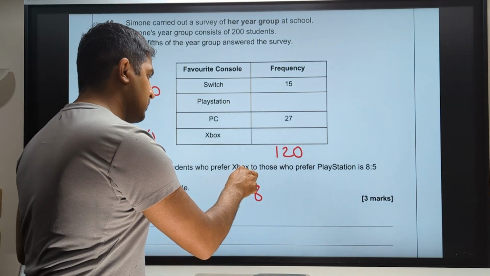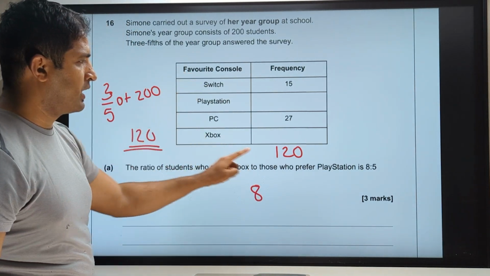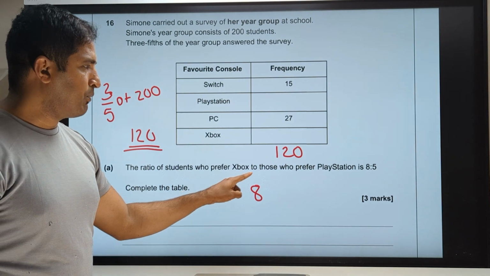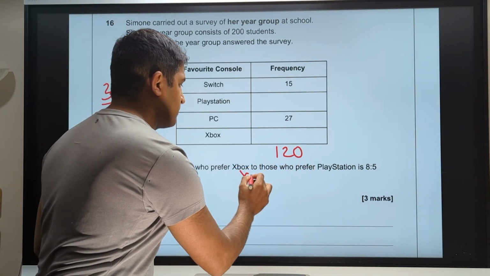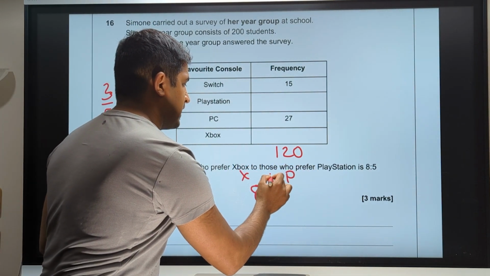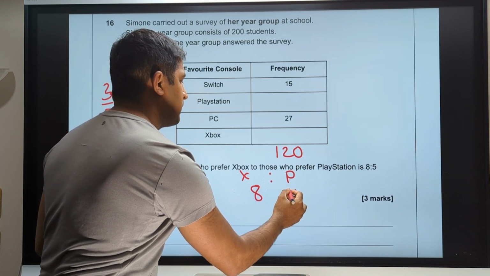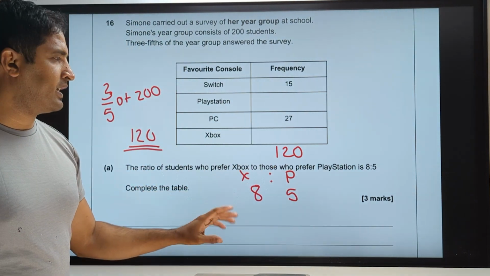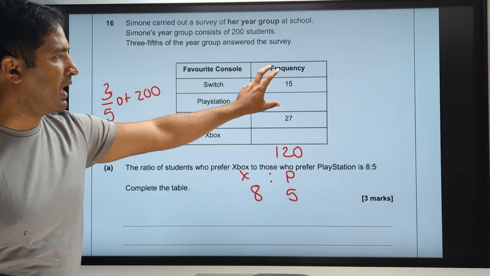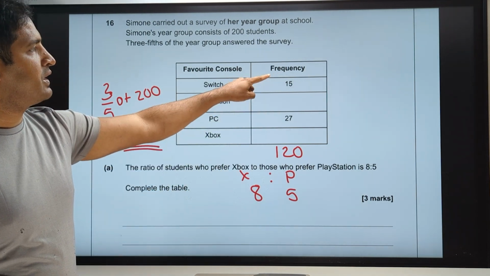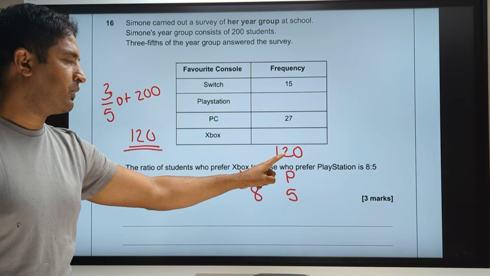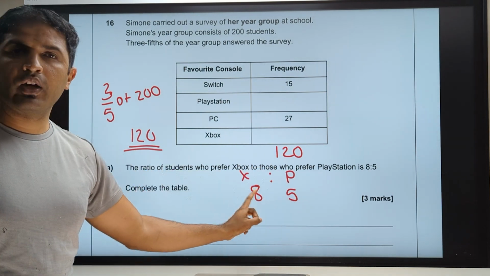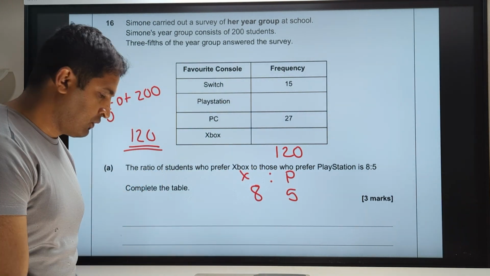So when you're writing it down, don't look at that order here. What we're given here is Xbox to PlayStation. So we've got Xbox to PlayStation is 8 to 5. So when 8 students choose Xbox, 5 students choose PlayStation. So we need to share the remaining amount, after taking away this 15 and 27 from 120, into this ratio here. So we're going to try and do that.